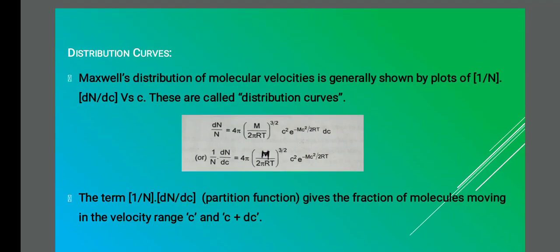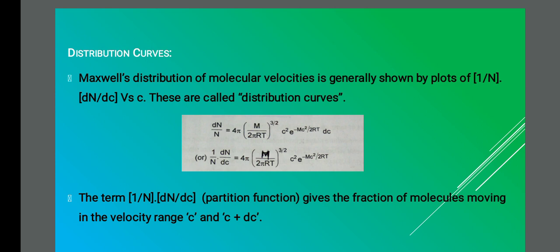In yesterday's class, we have seen Maxwell's distribution of molecular velocity is generally shown by a plot of 1 by n into dn by dc versus c, which is called the distribution curve. It is a plot between two things: 1 by n into dn by dc versus velocity. That is, between the fraction of molecules and the velocity. So this curve, we call the distribution curve.